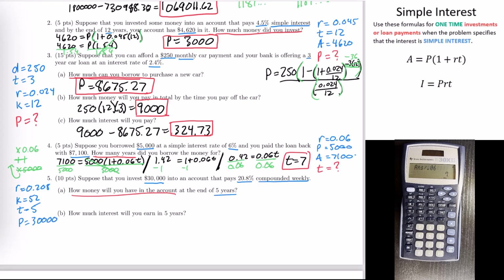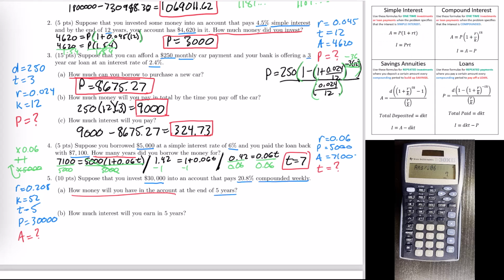So P is going to be 30,000. And the question is how much money will you have in the account at the end of the 5 years? So we're looking for our ending amount. To figure out our formulas, we'll go through our questions and say, okay, did the problem say simple interest anywhere? No, it actually said that it was compounded, which means that it could be any one of the 3 categories that are not simple interest.